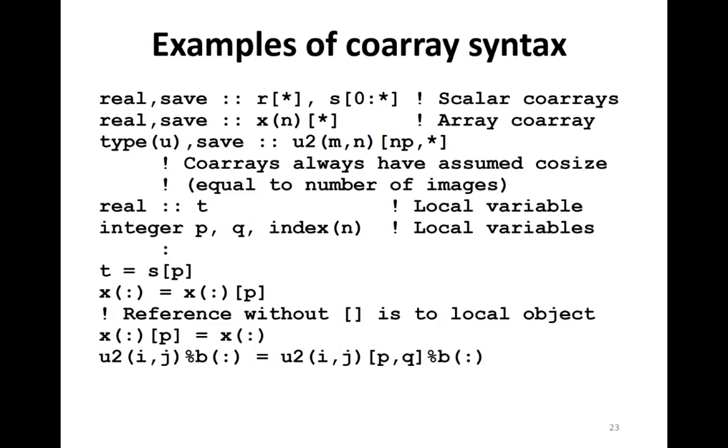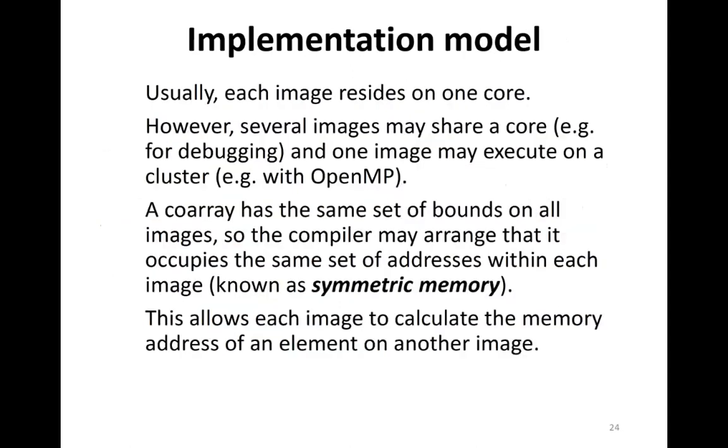Most of the time, we don't want more than one coindex, in my experience anyway, but you are allowed to have more. The total number of indices and coindices is limited to 15. So each image normally resides on one core, but several images may share a core, e.g. for debugging, so it's like MPI in that respect. Or one image might execute on a cluster, and possibly working with OpenMP.